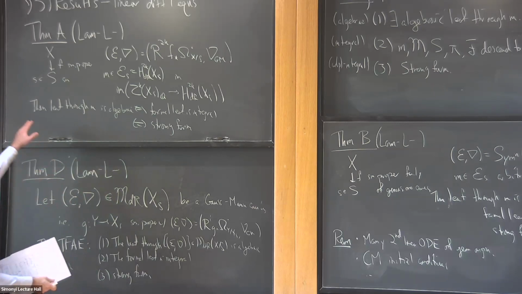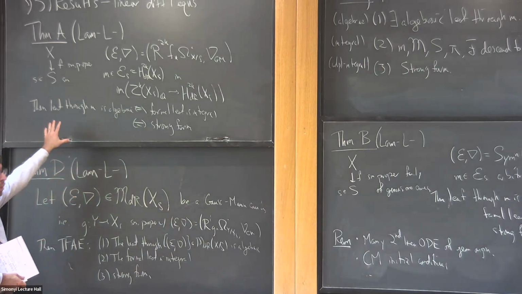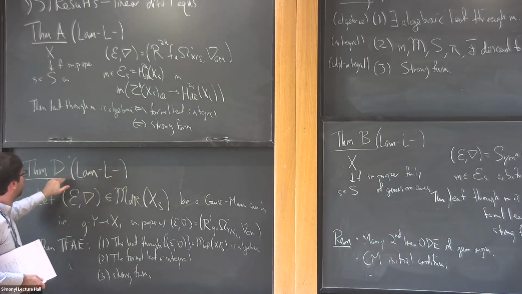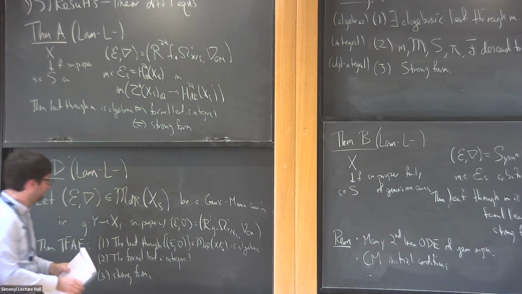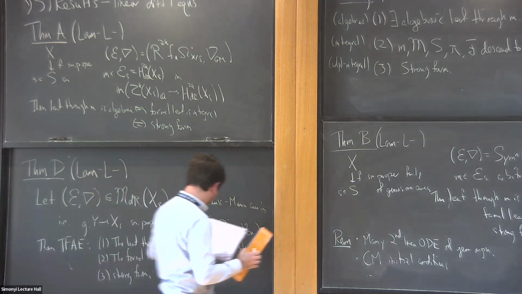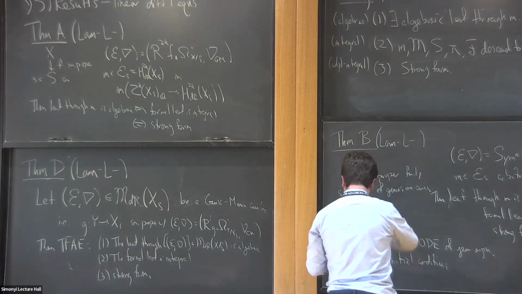Okay, so luckily I've written these two theorems one underneath the other. I think you should really think of them as parallel. So this theorem D is the non-abelian version of theorem A. Okay, so that's the main result of the talk.